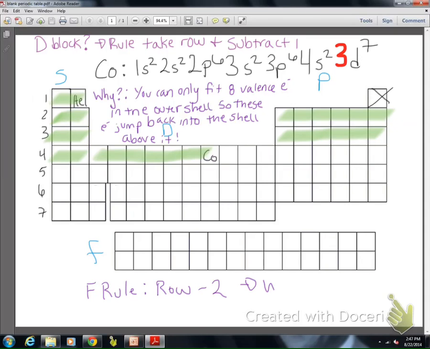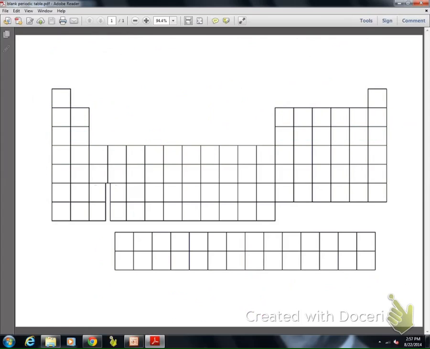So the F rule is that it's the row minus 2. We won't use the F block very often, but when we get to the F, for example, if we were saying row 6, it would be 4f14, if I were to go all the way over. So the D and the F block have specific rules that we need to make sure that we remember.